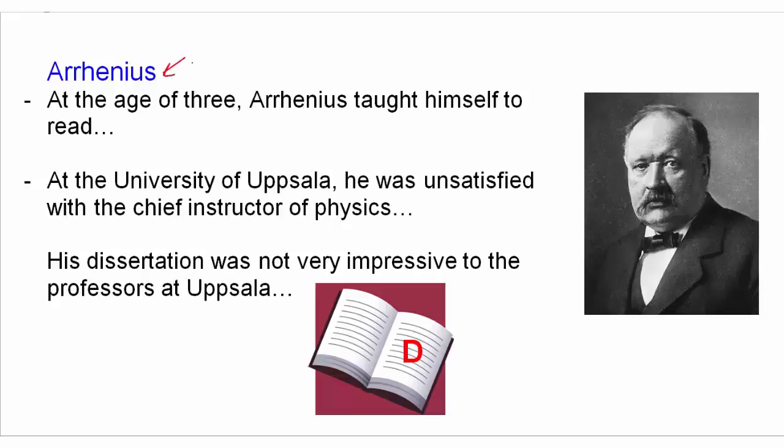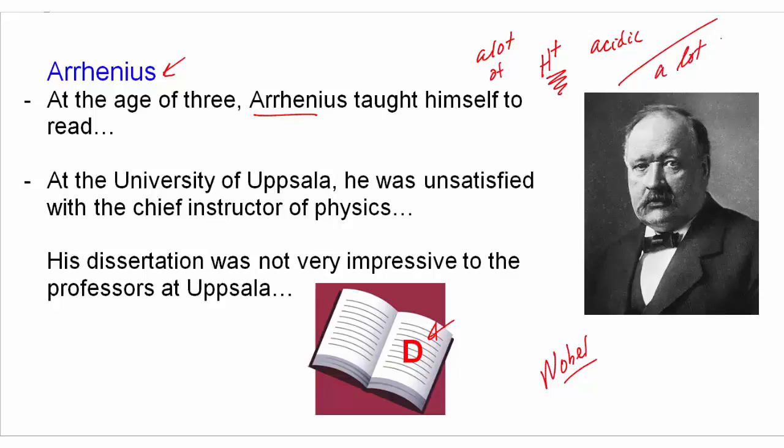Arrhenius was one of the first guys to investigate this. And interesting guy, right? Taught himself to read at the age of 3. Crazy, right? He got a doctorate degree. He ends up winning a Nobel Prize, even though he got a D on his dissertation. Kind of interesting. But Arrhenius is the guy who gave us this idea. A lot of hydrogen ions, you're supposed to think of acidic. If you have a lot of hydroxide, you're supposed to think, basic. So he really got things going.